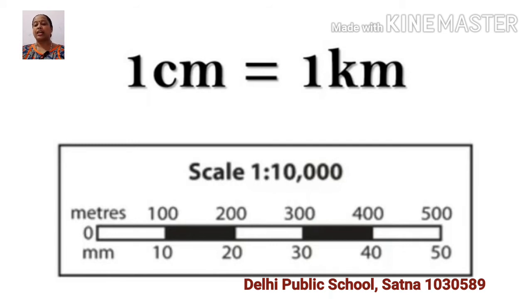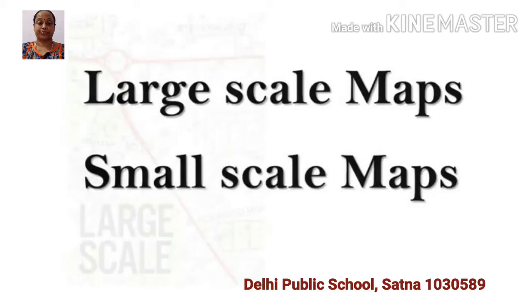Now second is by linear scale. Now what is this? In this map, a line is divided into equal parts. The length of each part shows the map's distance between two selected places according to scale. There are two types of scale maps: large scale maps and small scale maps.